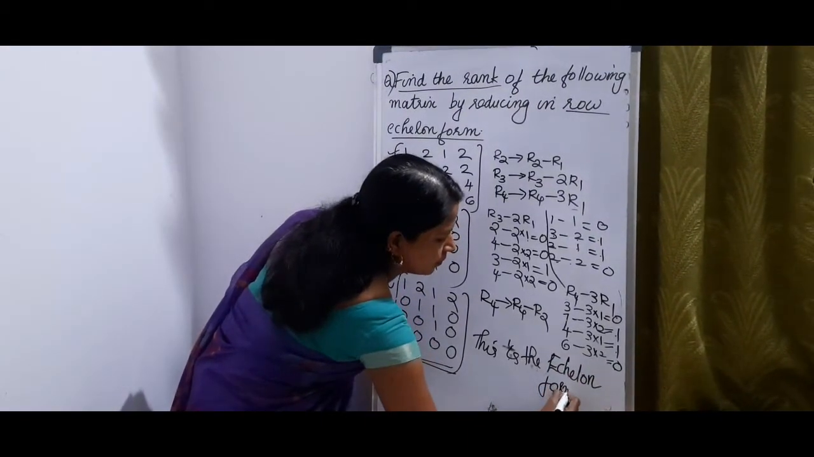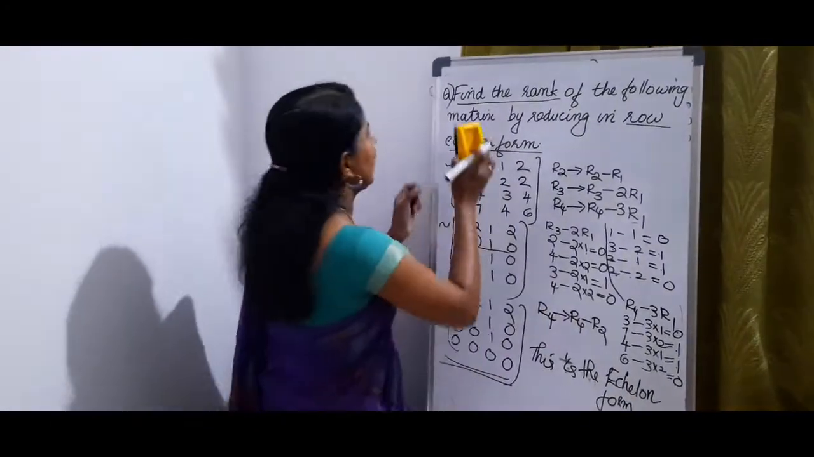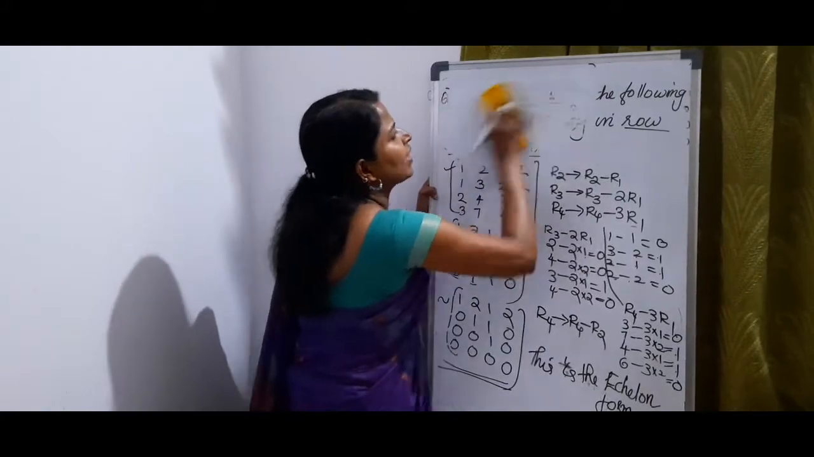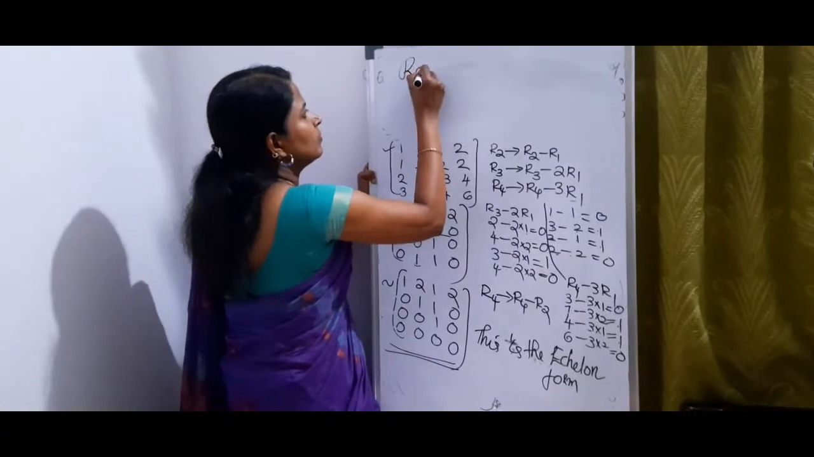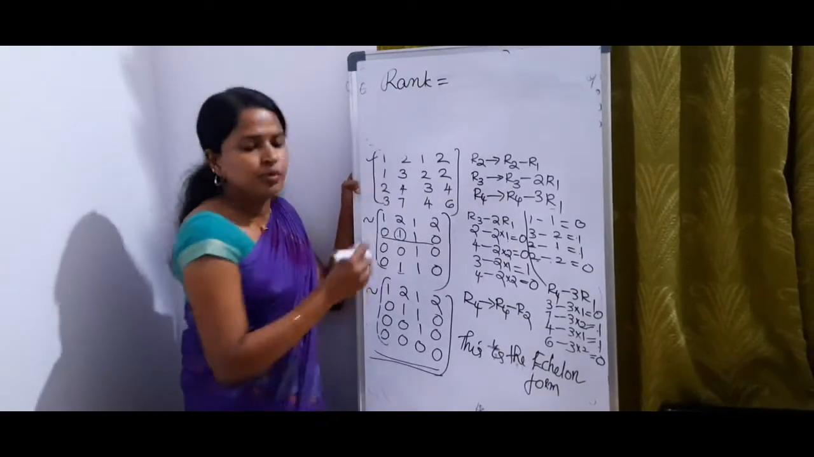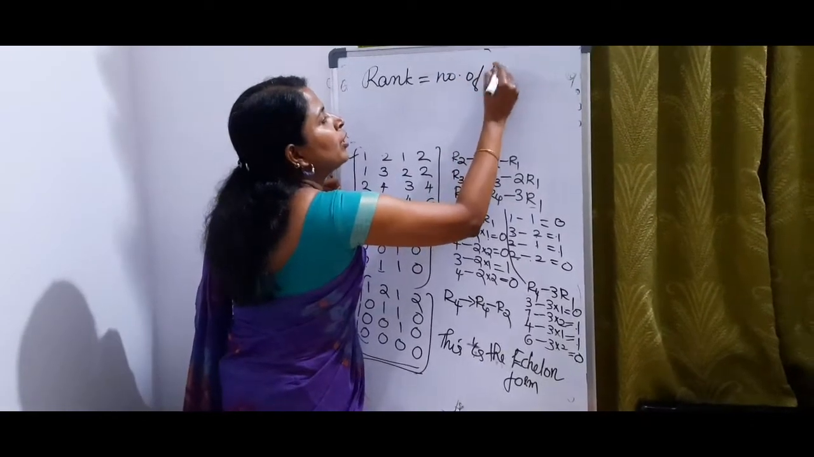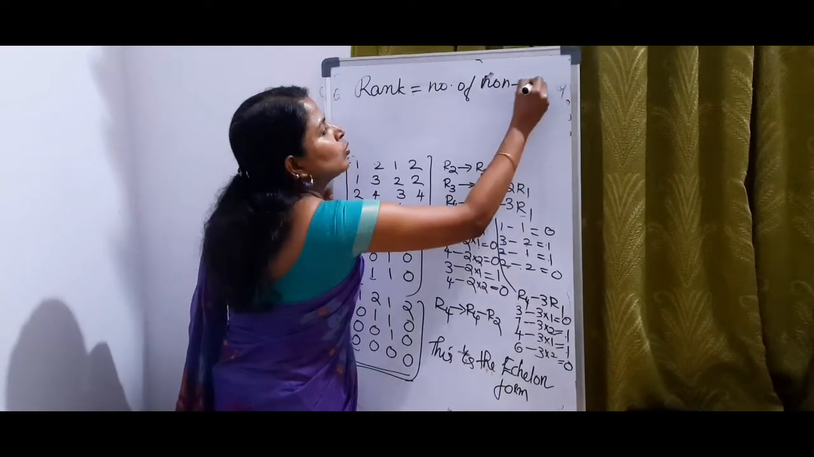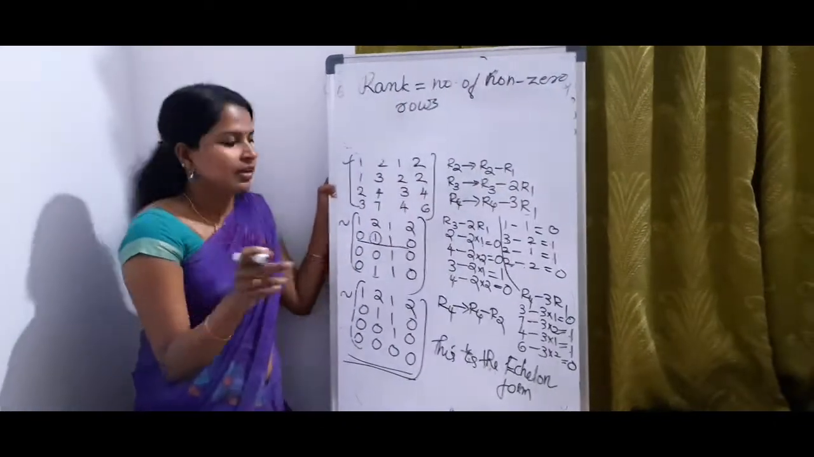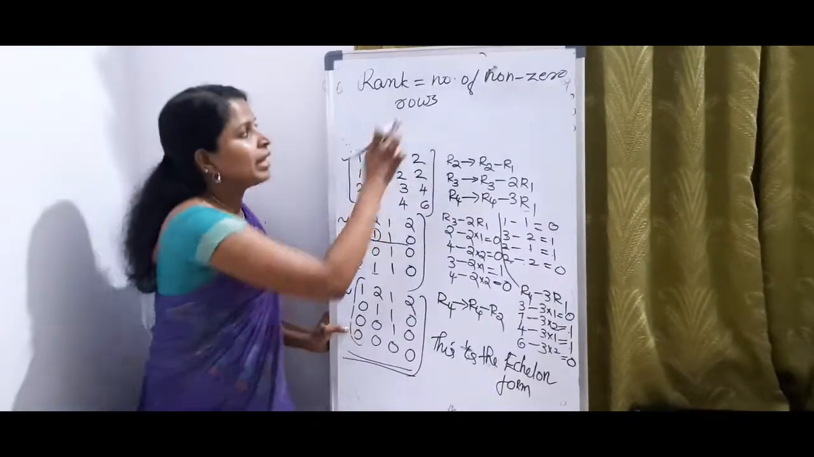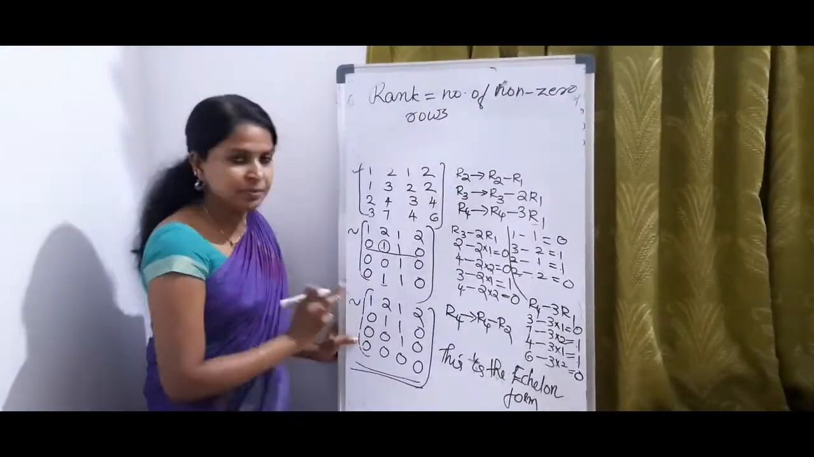Then one more term is here: rank. Find the rank. What is the rank of this matrix? The rank is equal to the number of non-zero rows in the echelon form. In echelon form, the number of non-zero rows is called the rank of the matrix.